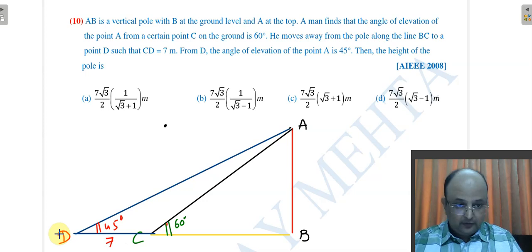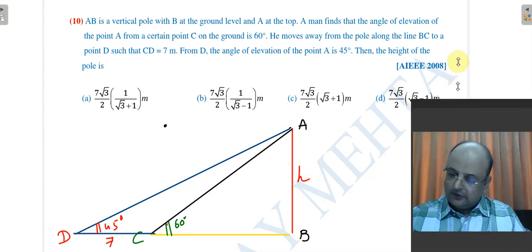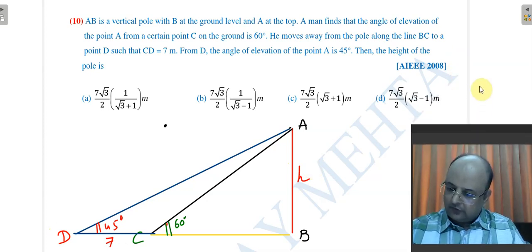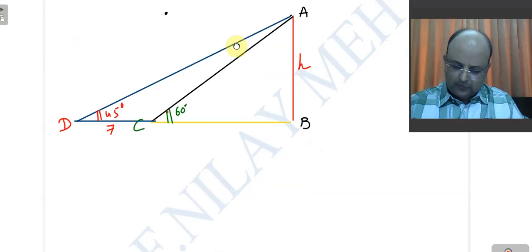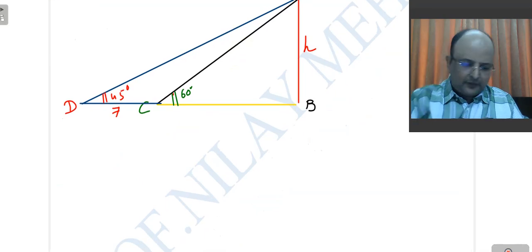Is it okay? Fine. This is suppose height of the pole. Okay, so this is your H. Clear? This was asked in 2008. Okay, થોડોક lengthy example થાય એવું દેખાય છે, પણ it is okay. I can go for it.